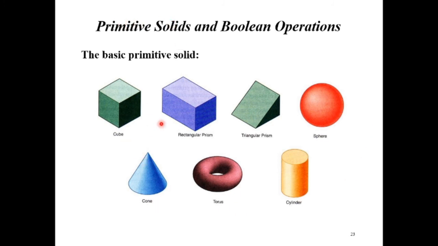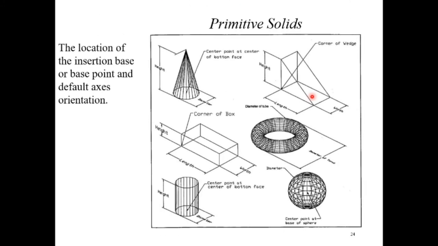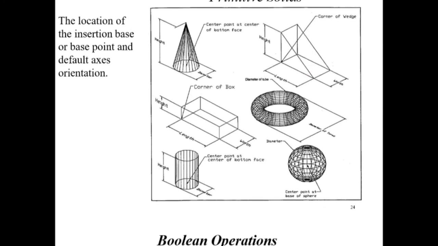And these are all examples of primitive solids, and with this we can generate a 3D model. This type of generating a 3D model is nothing but constructive solid geometry. So this is another example of how we can get these primitive solids.